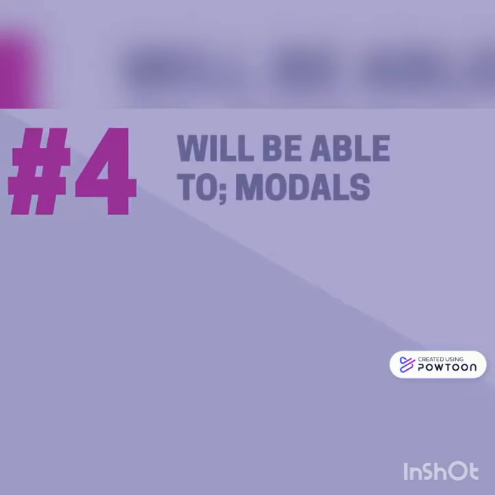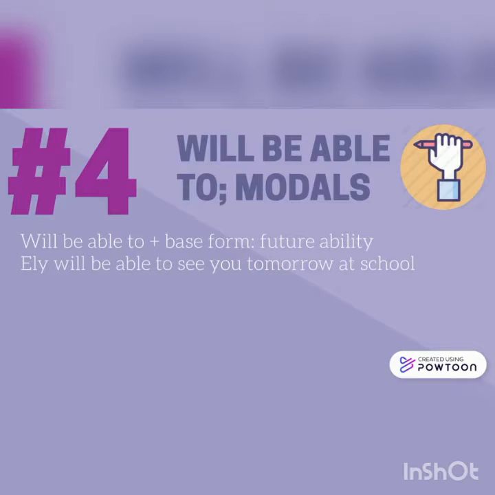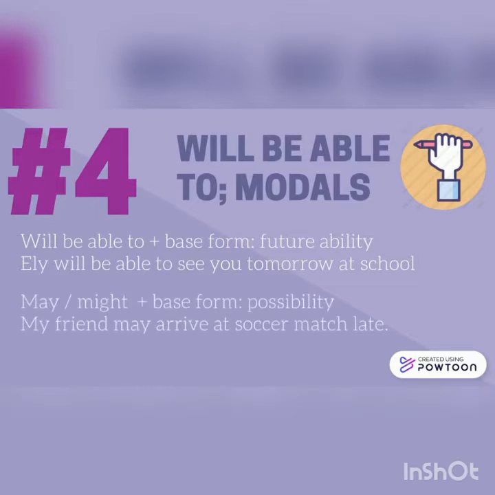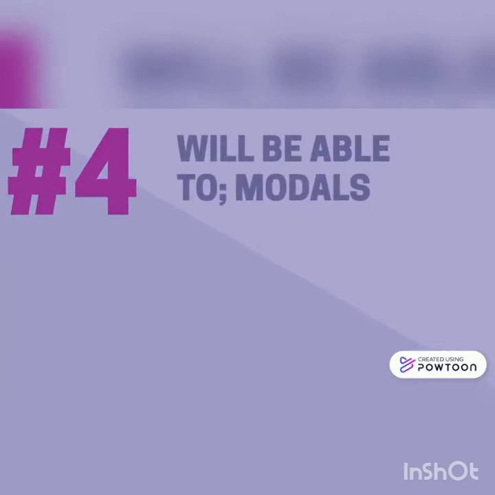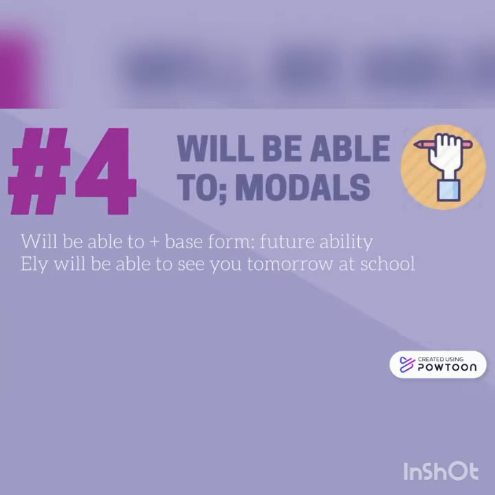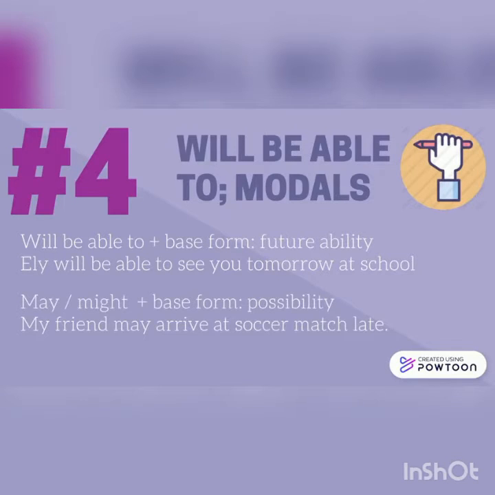Oh, an extra grammar point: will be able to and modals. The structure will be able to is will be able to plus the base form of the verb to say a future ability. For example, Ellie will be able to see you tomorrow at school. And the second one, we have may or might as modals. The structure is may or might plus the base form of the verb to say a possibility. For example, my friend may arrive at the soccer match late.